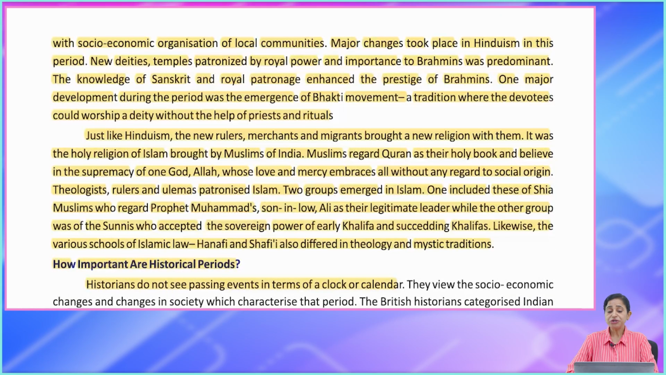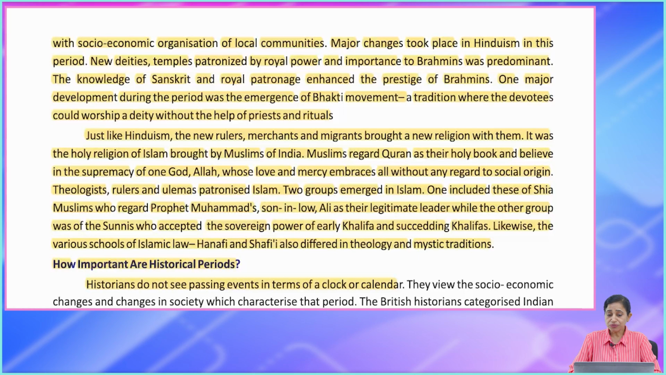One major development during the period was the emergence of the Bhakti movement, a tradition where the devotees could worship a deity without the help of priests and rituals. So without the help of priests or rituals, a Bhakti movement started, where devotees worshipped. Another such major development also started.